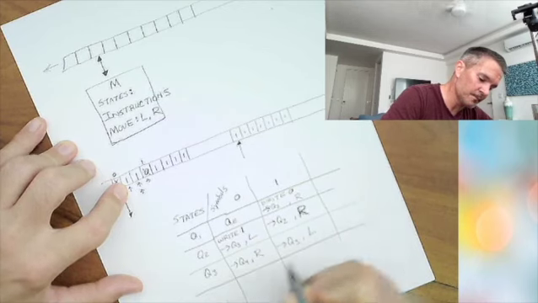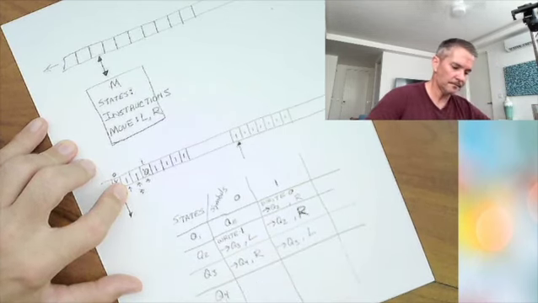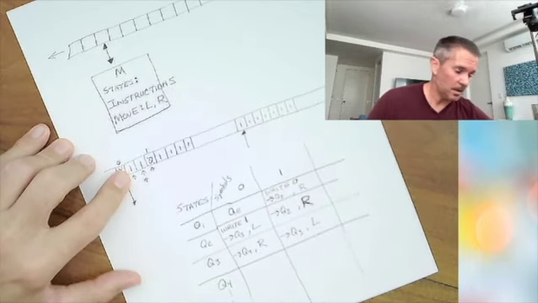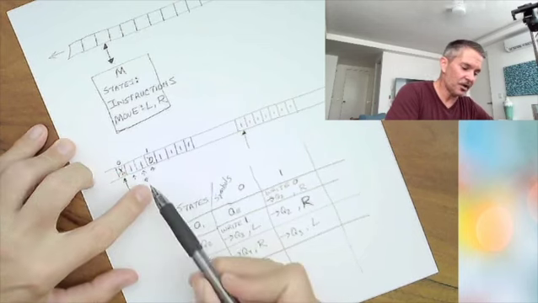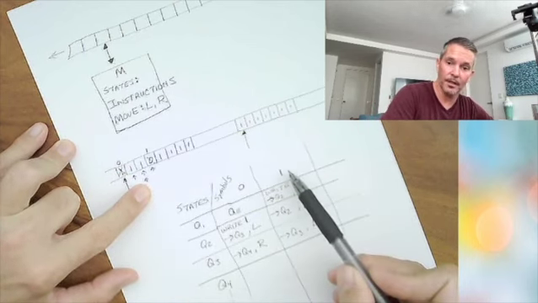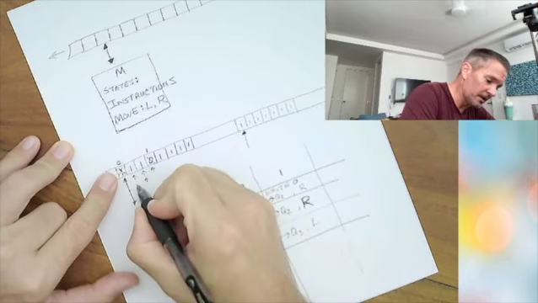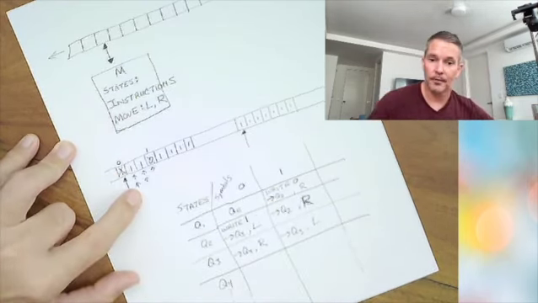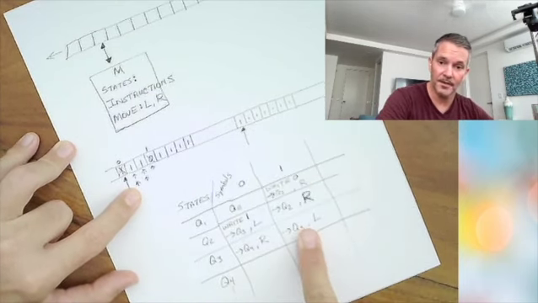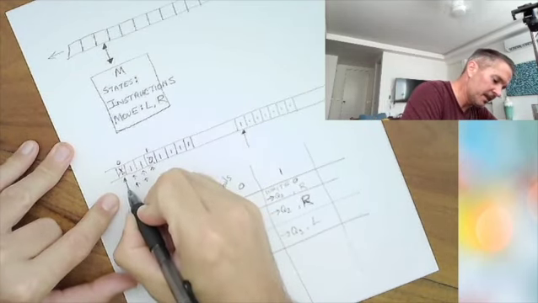So let me show you. Q4. All right. So in its current state, I'm pointing at the 1, and I'm in the state Q3. It says if you're pointing at 1 and you're in the state Q3, move to the left. I'm going to move to the left. I'm still in state Q3. What am I pointing at? I'm pointing at a 1. What does it say? Move to the left. All right. Move to the left again.